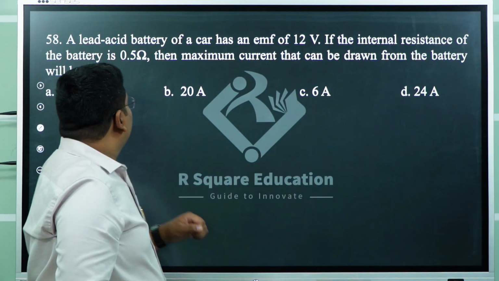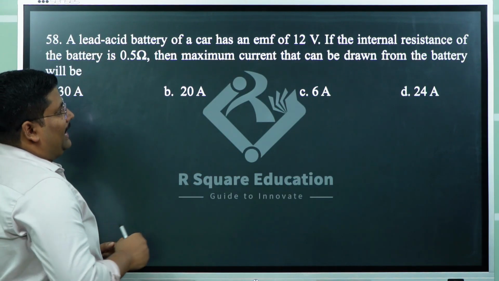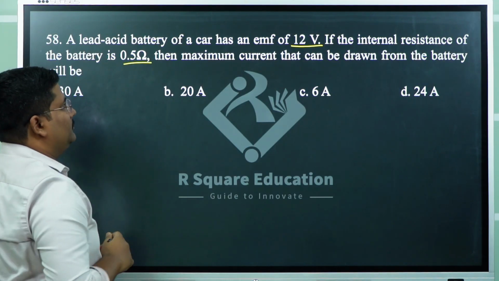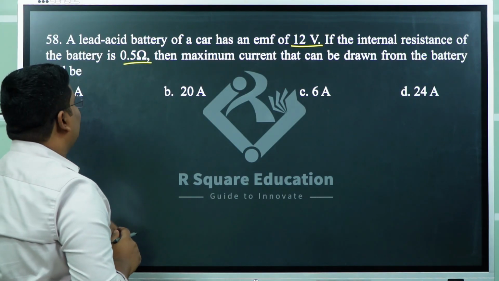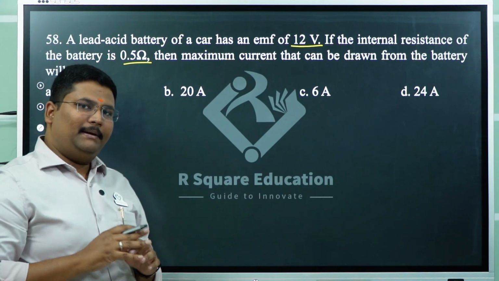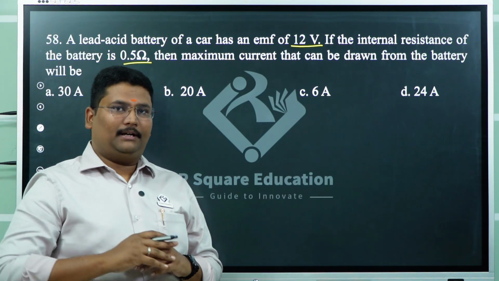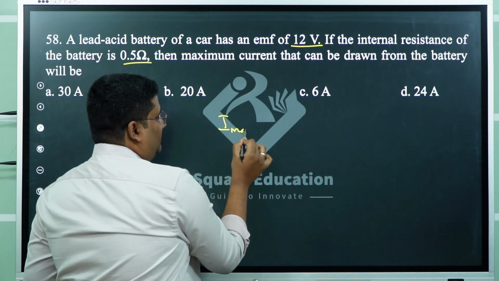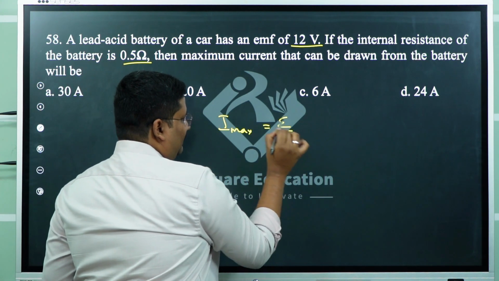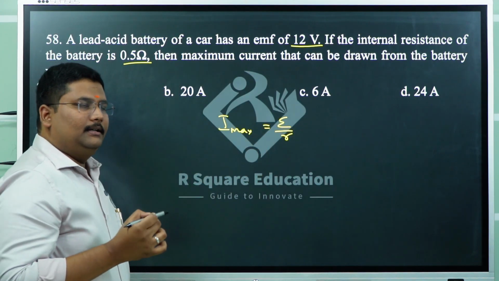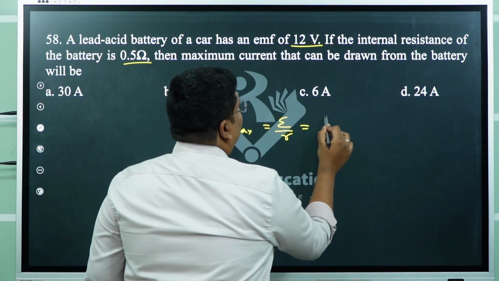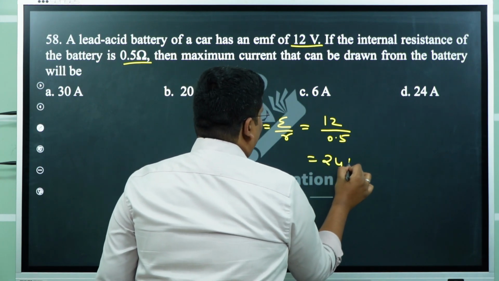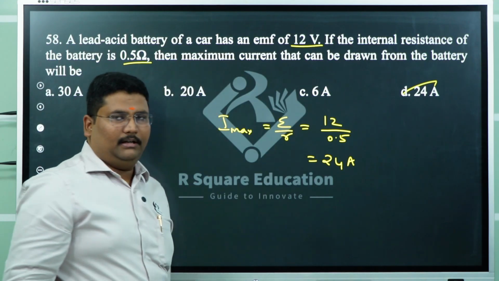See this question. A lead acid battery of a car has an EMF of 12 volt. If the internal resistance of the battery is 0.5 ohms, then the maximum current that can be drawn from the battery will be. Basically the formula for maximum current whenever the internal resistance plays a role is E by r, where E is EMF and r is the internal resistance. So E is 12 volt and internal resistance is 0.5. So obviously it is going to be 24 amperes. So the answer is 24.